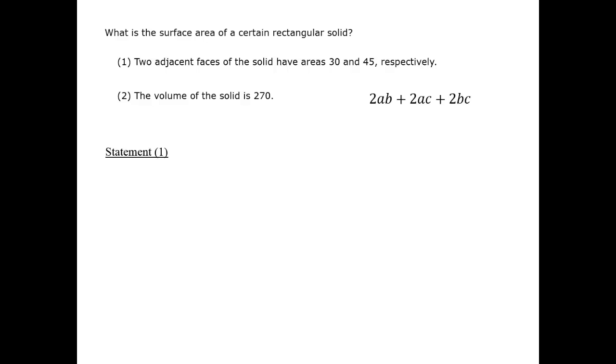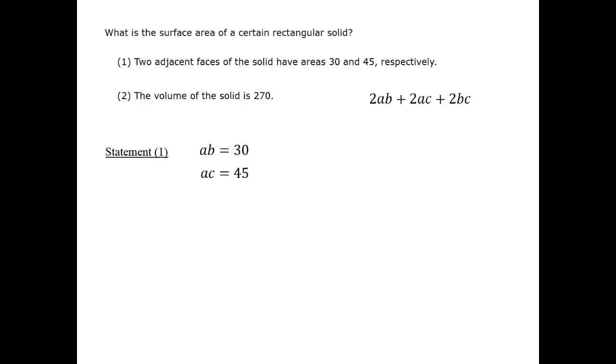Statement 1 tells us about two adjacent faces. They have one dimension in common. We can interpret this as AB equals 30 and AC equals 45. The dimension in common is A. That gives us a total of two equations and three variables, so we cannot solve directly. Meanwhile, we don't know BC.